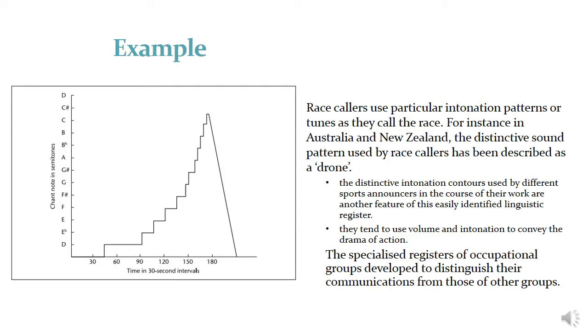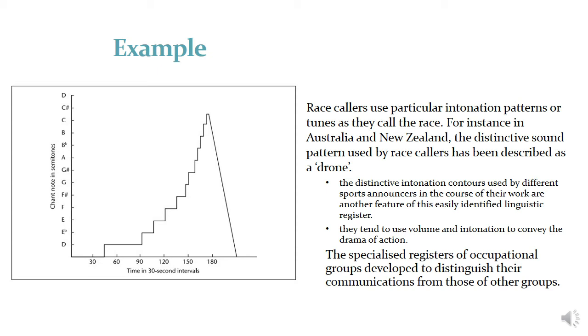Something that is also important is that the patterns of sounds in race calling are also distinctive. The race callers use particular intonation patterns or tunes as they call the race. For instance, in New Zealand and Australia, the distinctive sound pattern used by race callers has been described as a drone. The figure, we can see it beside. The New Zealand race caller's voice pitch rises by about an octave during the race and drops rapidly back to the initial pitch after the finish.